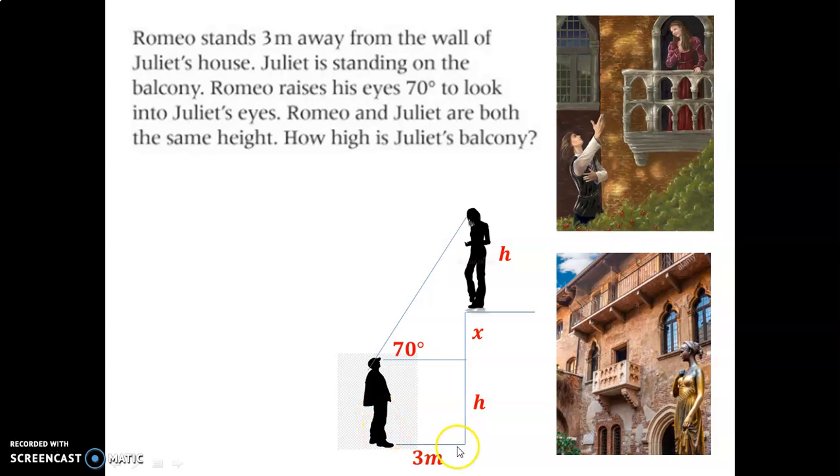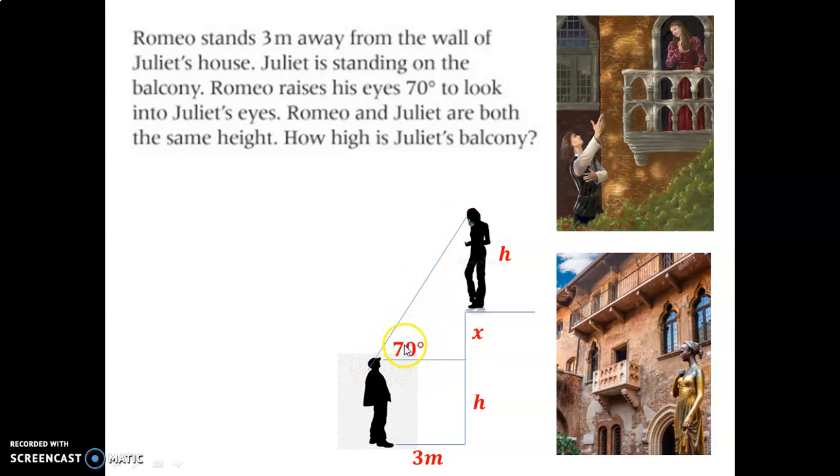Romeo here, 3 meters from the building. I know the balcony you would think is sticking out of the building, but there's an assumption that the balcony is lined up with the wall of the building. So he's 3 meters away, she's standing there, and then they have the same height. So I marked this height here as his height, but she has the same height, so I marked that H also. I call them both H. We have this right triangle kind of happening here.